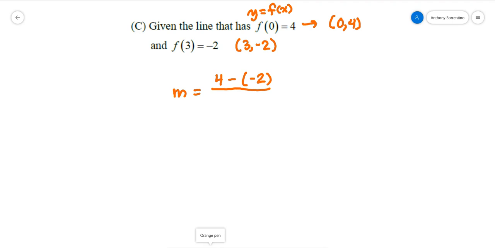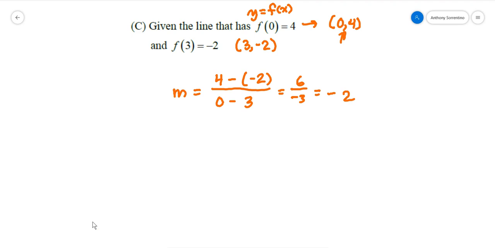Since I took the 4 first from this point, I got to take the x coordinate from that point first on the bottom. And so now I'm going to have a positive 6 over a negative 3, which equals a negative 2. So slopes are pretty simple to calculate as long as you know what you're looking for and that you're keeping your variables straight. Now, slopes are a characteristic of linear functions.